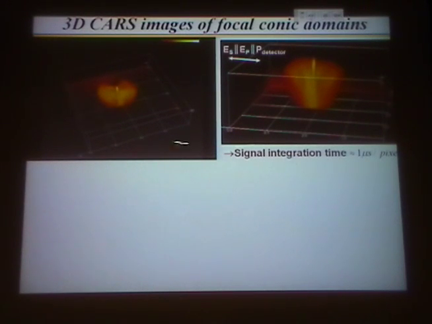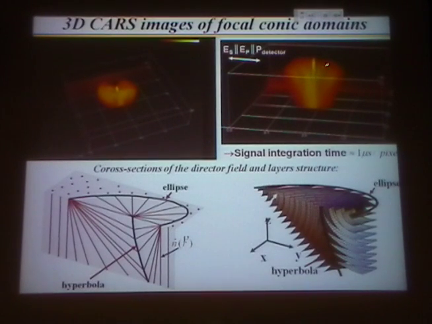And so you can see three-dimensional coherent anti-Stokes Raman scattering images obtained in this mode corresponding to the focal conic domains here, and the corresponding director structures as well as the layered structure of the focal conic domain. Right, so you can see that this focal conic domain sits with its elliptical plane on one of the confining glass plates of the liquid crystal sample.